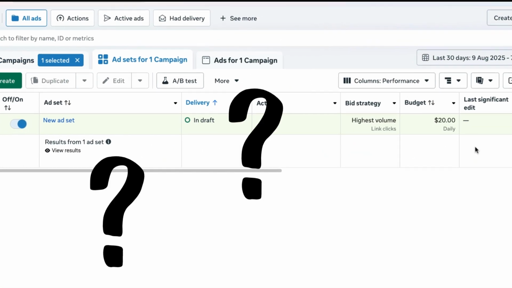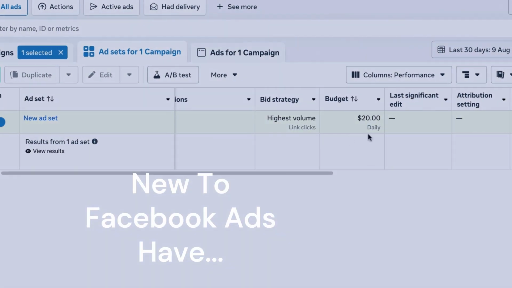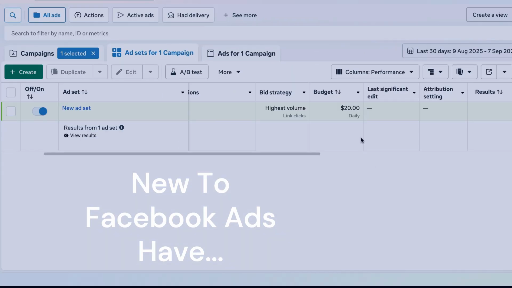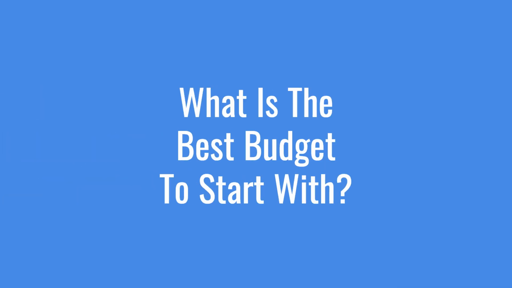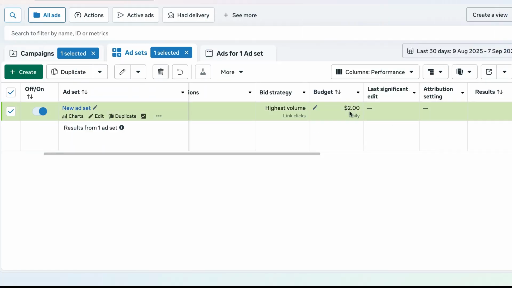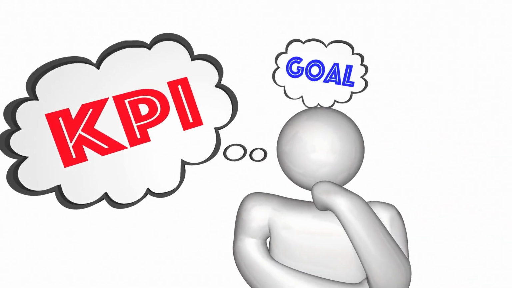One of the most frequently asked questions people that are new to running Facebook ads have is, what type of budget should I use when running Facebook ads? And the answer to that entirely depends on what your goals and objectives are.